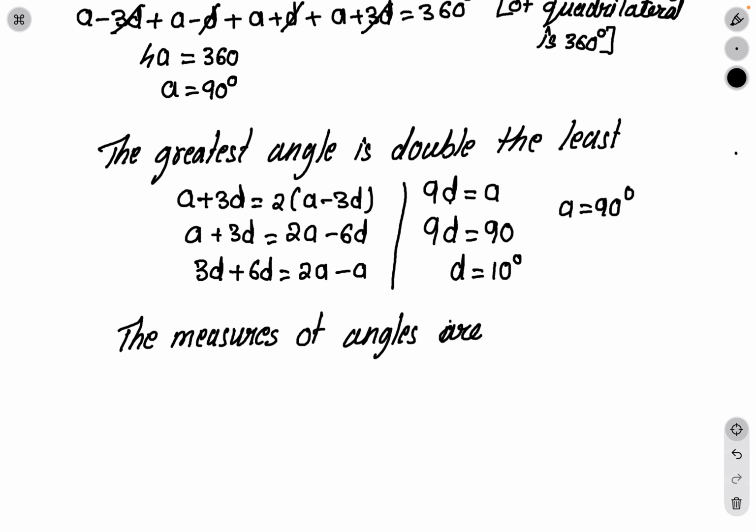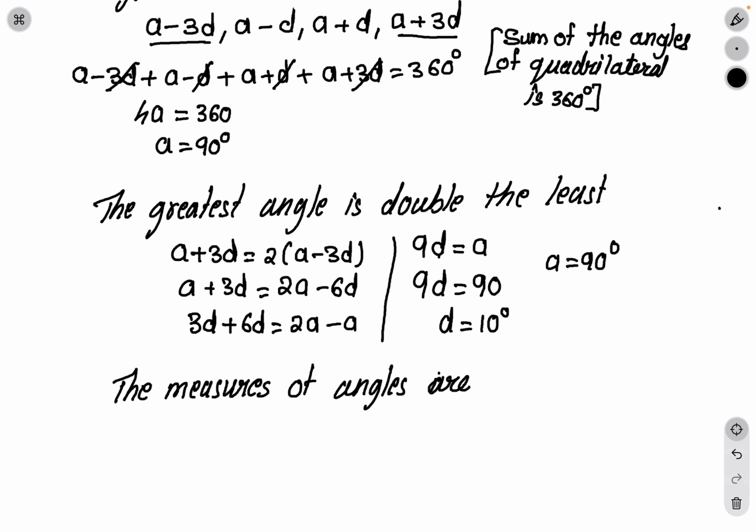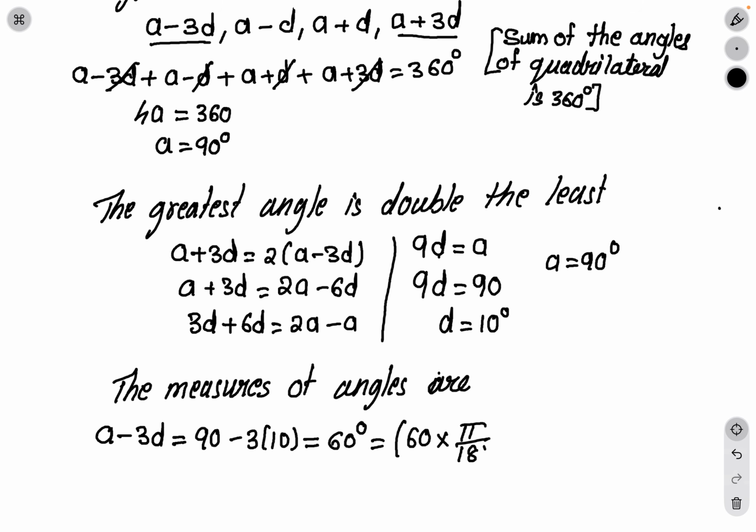Now we have to find the measure of the angles of the quadrilateral. So what is the first angle? A minus 3D. So 90 minus 3 into 10 is equal to 60 degrees. Now we will convert this into radians. 60 into pi upon 180 radians, that is pi by 3 radians.